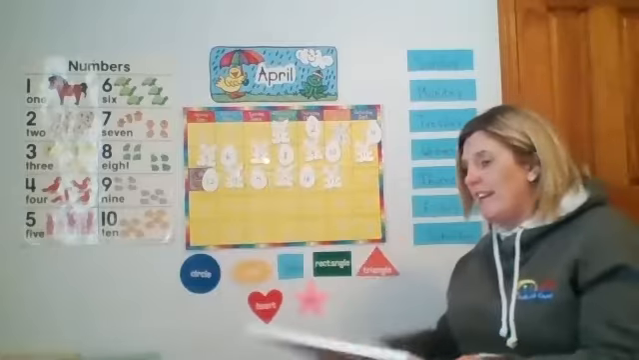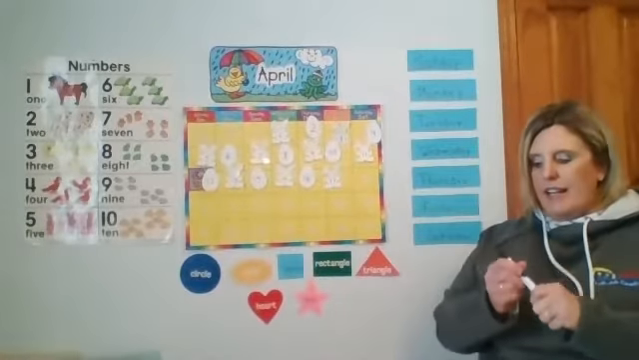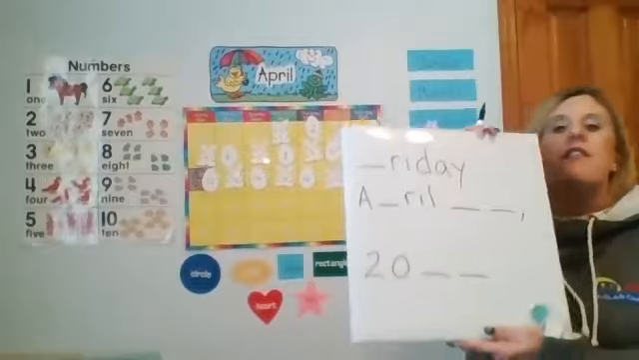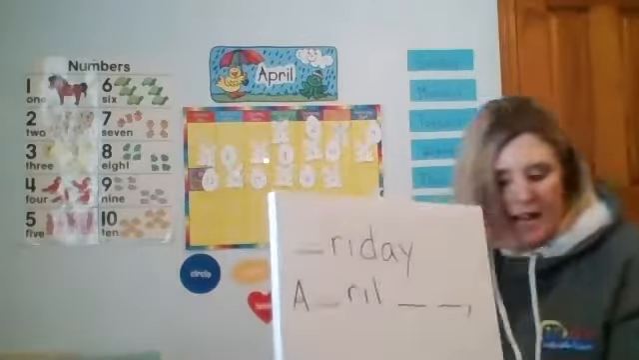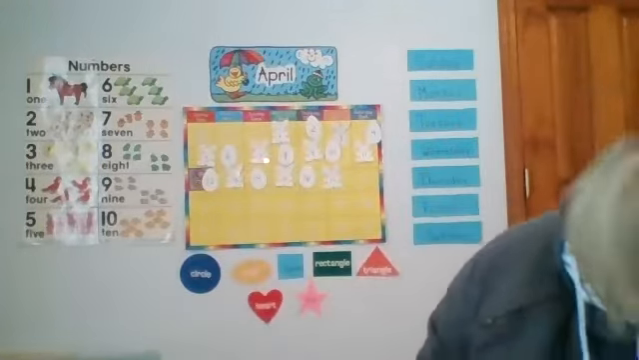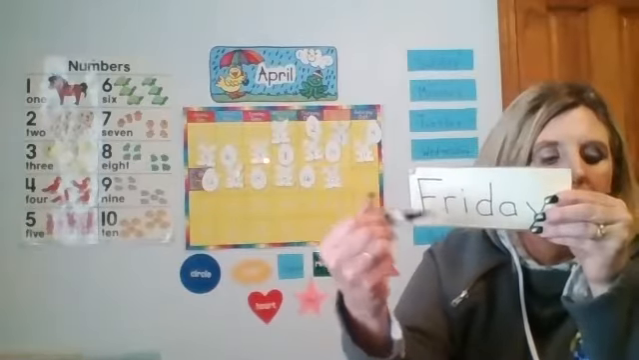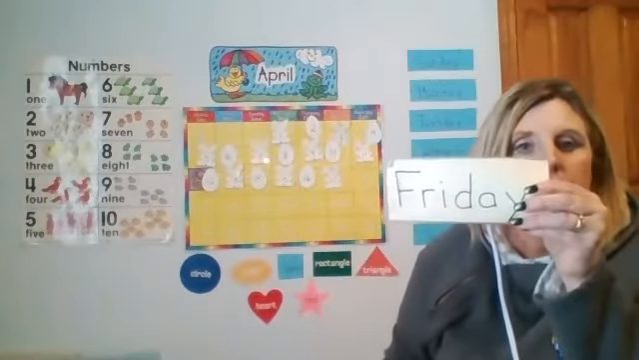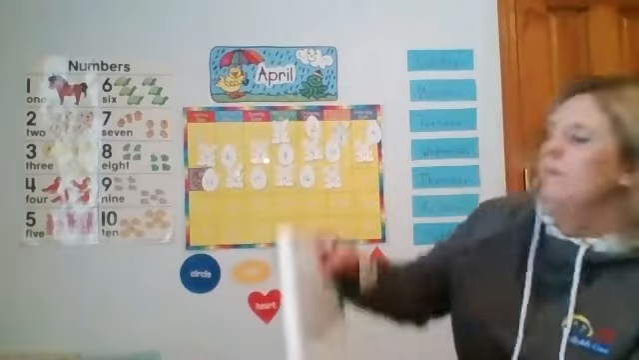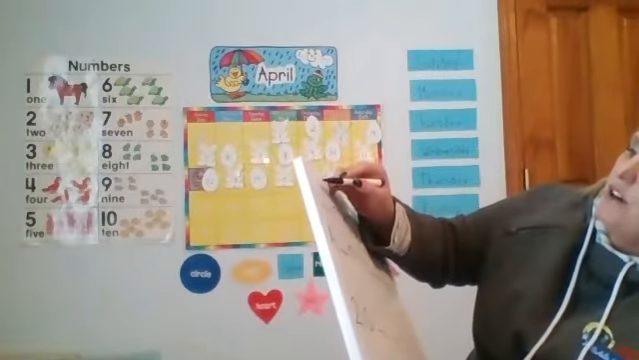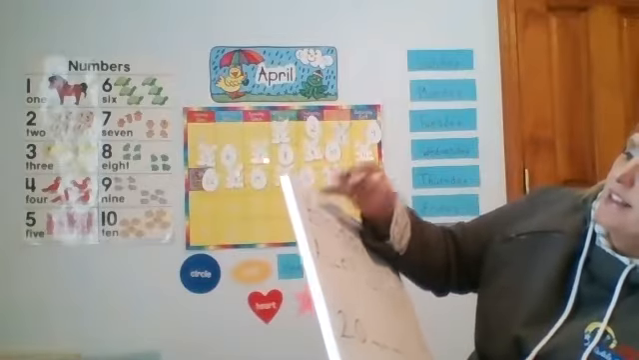We need to write it on our message board. So Friday, we need to write that F. How do we make that F? Well, in looking, it has a big line and a little line and a little line. Friday. Maybe you can make an F at home and practice. There's our big line, little line, little line.